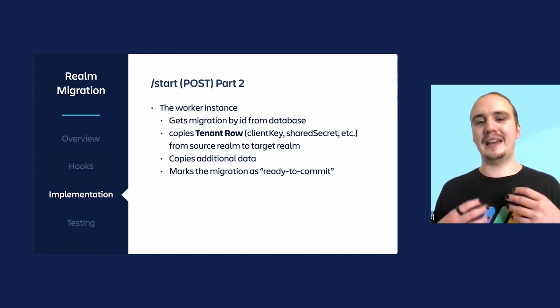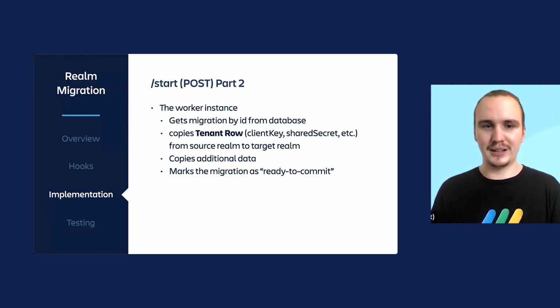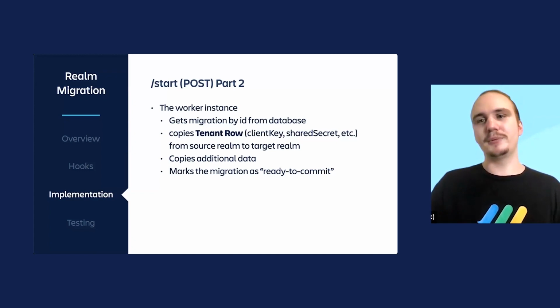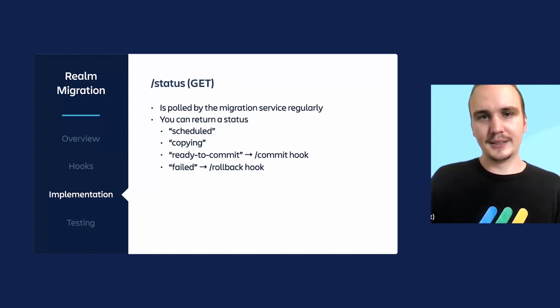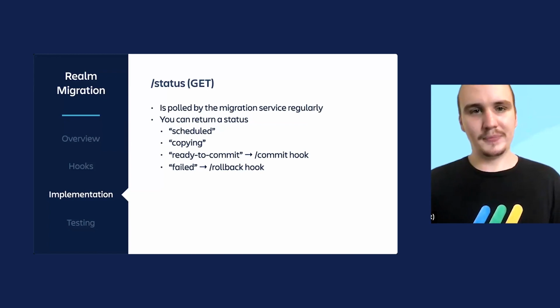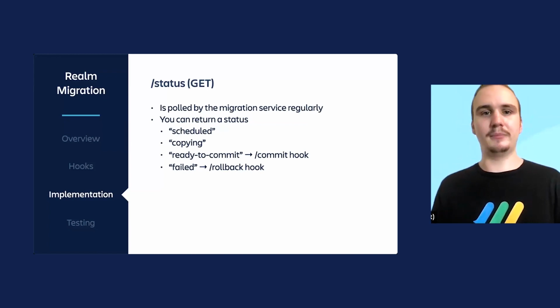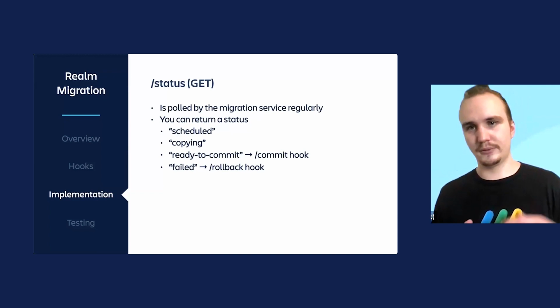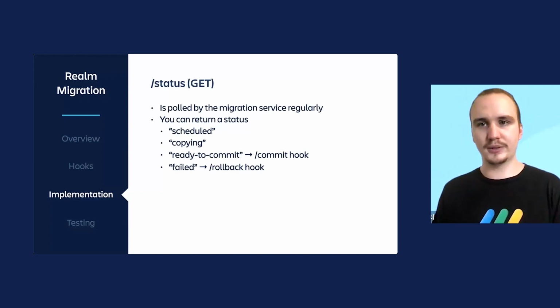And if you don't have any data stored outside of Confluence or Jira, you obviously don't need to copy any data. What we then do is we mark the migration as ready to commit in the database. And this is needed for the next endpoint, the status endpoint, which we will discuss now. The status endpoint is called regularly by the migration service, and it's just for the communication from you to the migration service to know what's up.